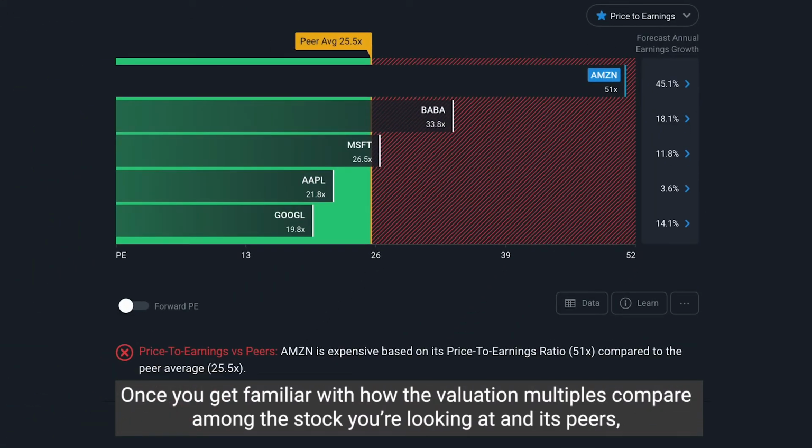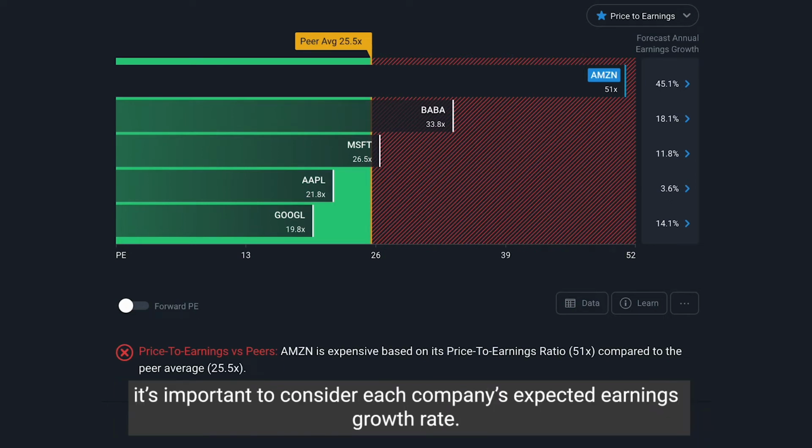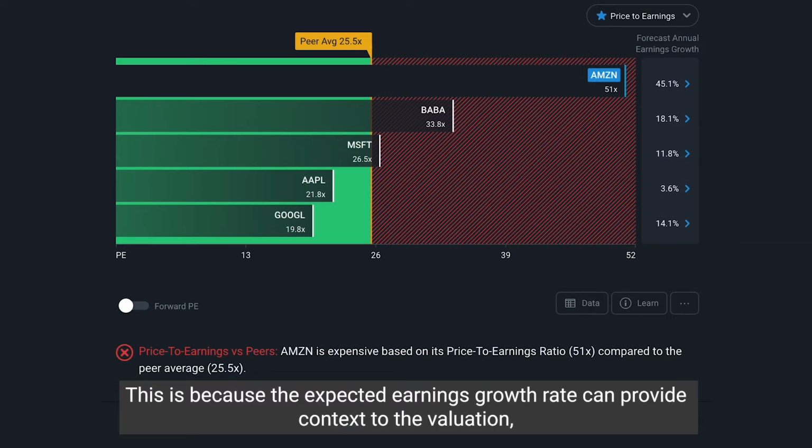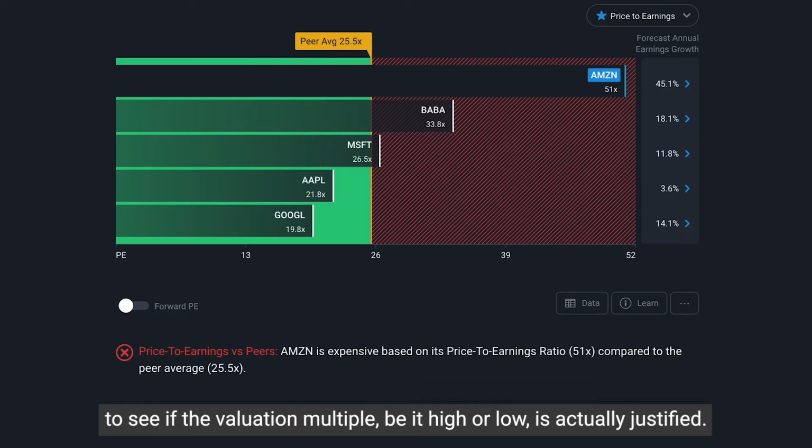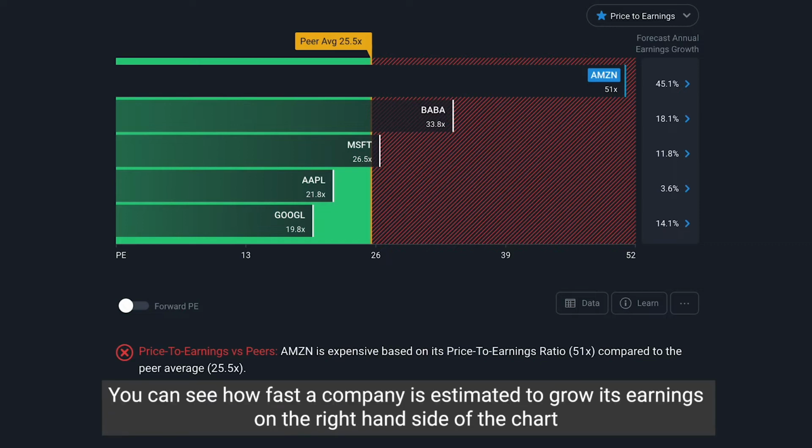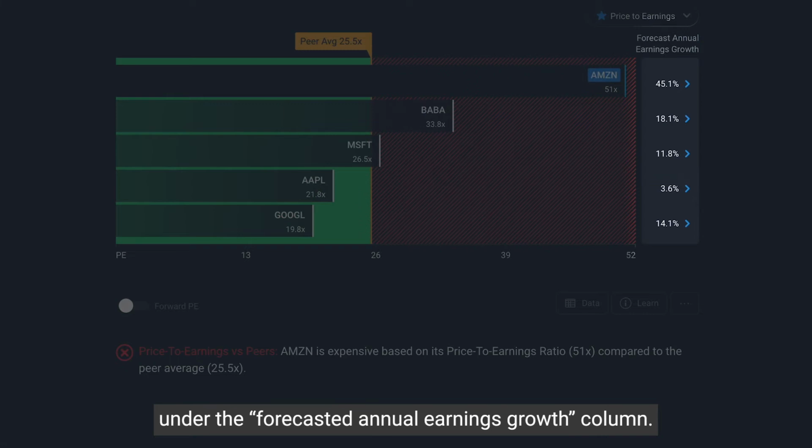Once you get familiar with how the valuation multiples compare among the stocks you're looking at and its peers, it's important to consider each company's expected earnings growth rate. This is because the expected earnings growth rate can provide context to the valuation to see if the valuation multiple, be it high or low, is actually justified. You can see how fast a company is estimated to grow its earnings on the right-hand side of the chart under the forecasted annual earnings growth column.